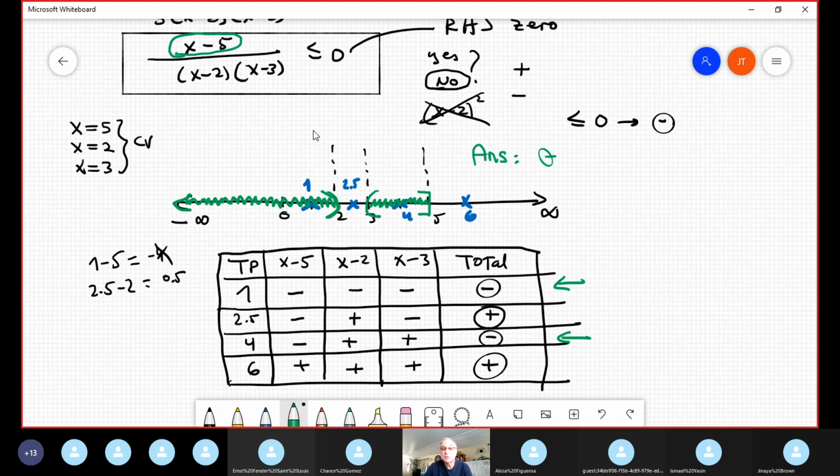From negative infinity, comma 2, parentheses. Union, parenthesis 3, comma 5, bracket. End of story. Any question?